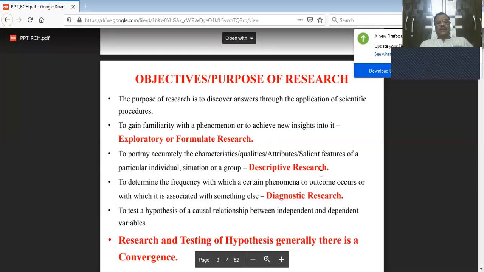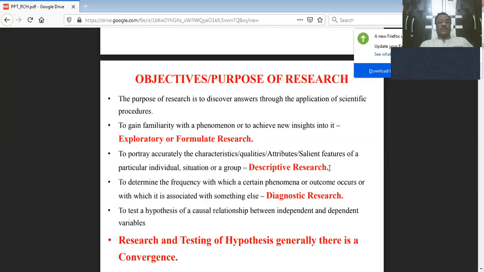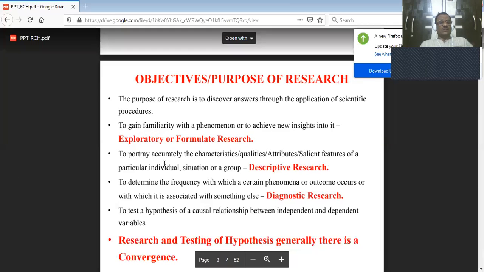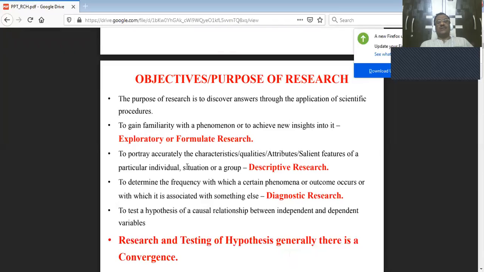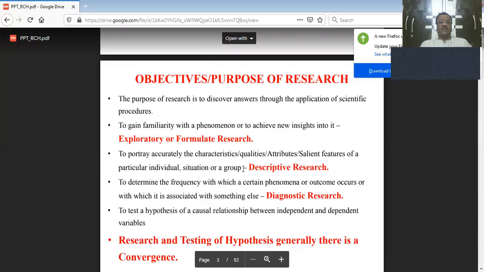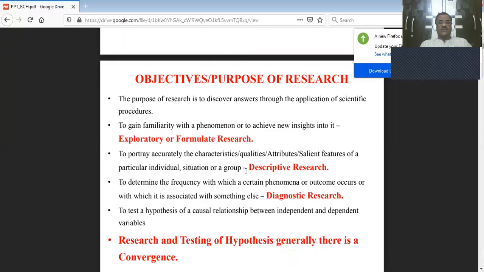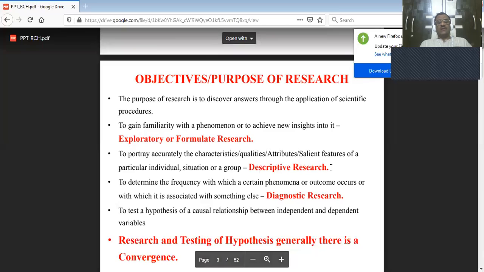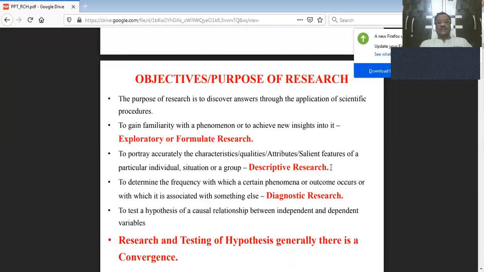Now, there is one more kind of approach, descriptive research. This is to portray the characteristics, the qualities, the attributes, and the salient features of a particular individual, maybe a behavior, a situation, an understanding of the group and its dynamics and behavior. Generally, this descriptive kind of research is used to understand consumer behavior, market phenomena, market analysis, the competitors and their behaviors. All this can be described with the variables associated with it.